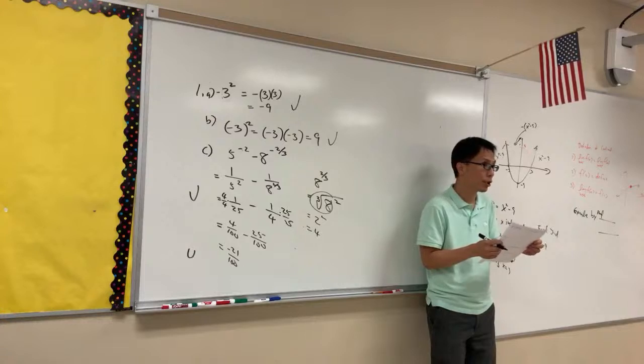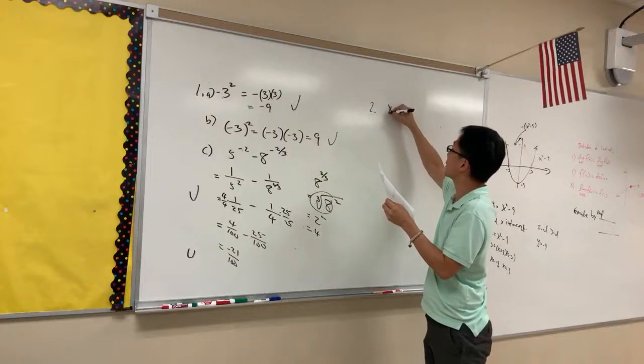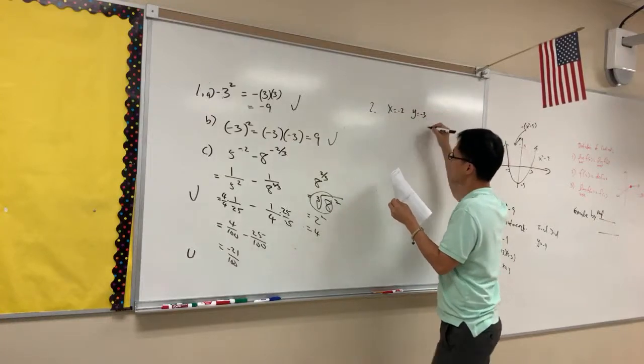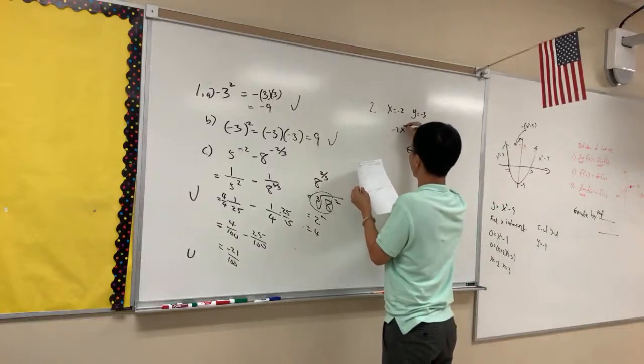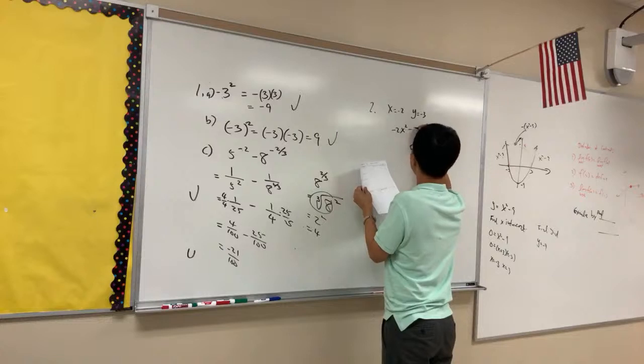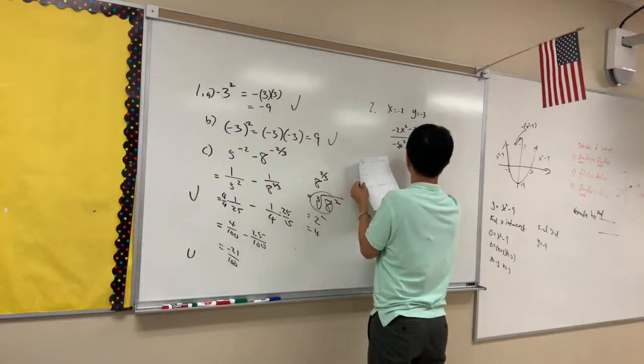Can I go on to the second question? Okay. The second question says x is equal to negative 2, y is equal to negative 3, and then I say evaluate negative 2x squared minus 3y, all over negative 3x to the third minus y squared.